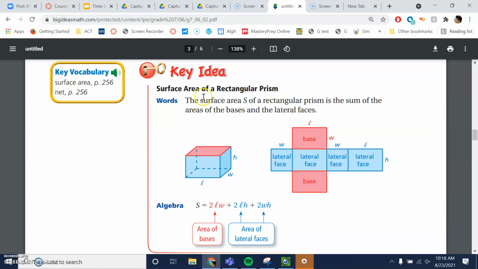Okay, today we're doing surface area of a rectangular prism. No longer volume, we're doing surface area. Cool, so copy this stuff down. Good work. All right, what is surface area?